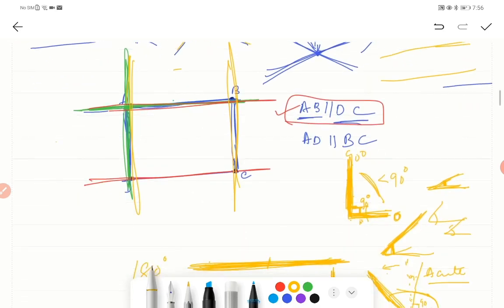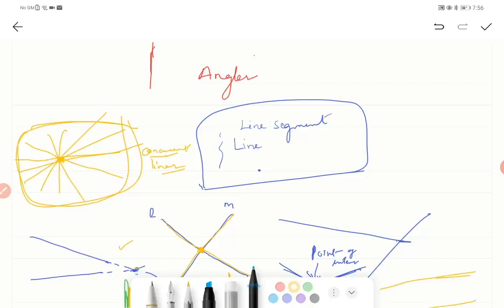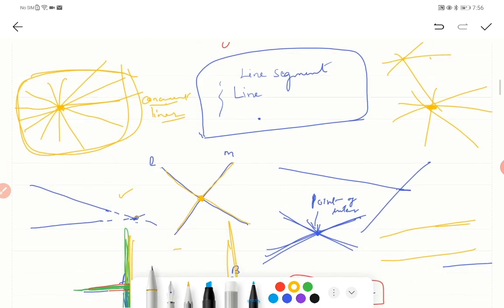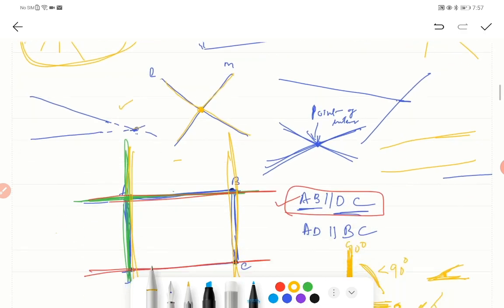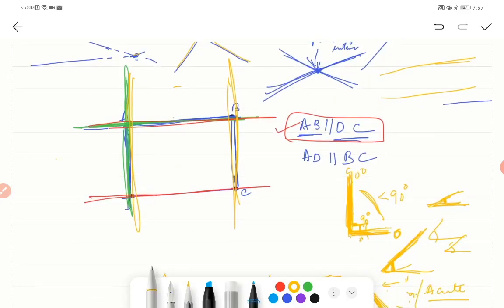Okay. So concurrent lines means many lines pass through a single point. Okay. So this is one point of concurrency, and similarly, this is another point of concurrency. Okay. Likewise, you just need to know the difference between concurrent lines and intersecting lines. Intersecting lines have only two lines; concurrent lines have many lines.